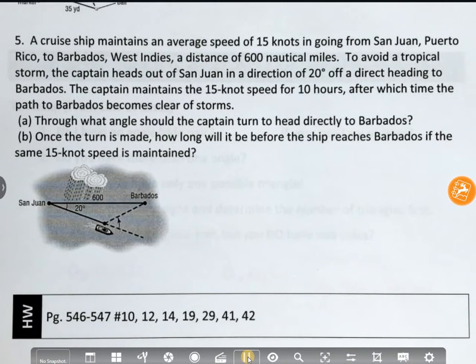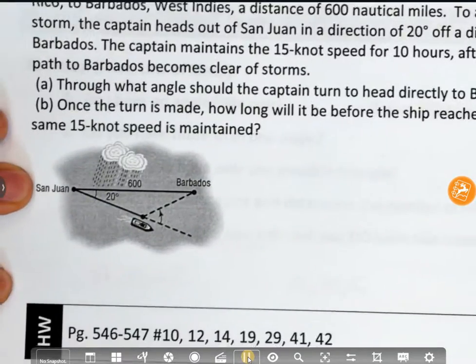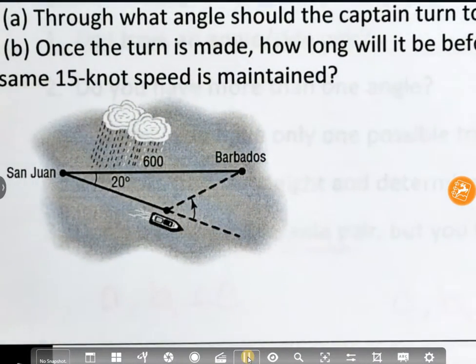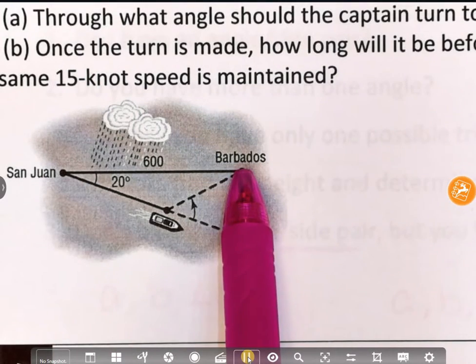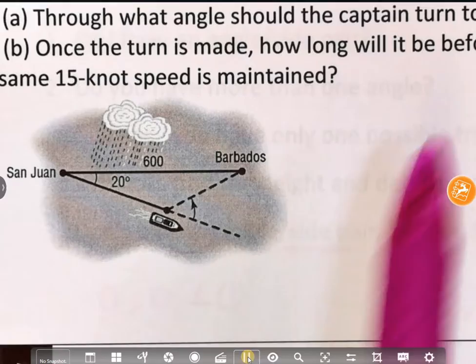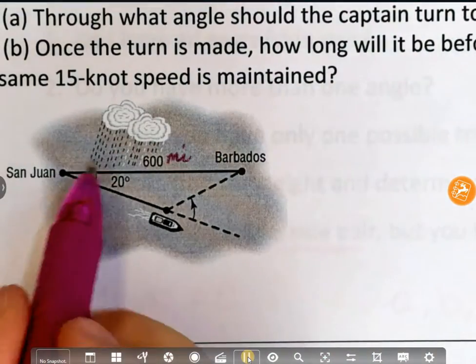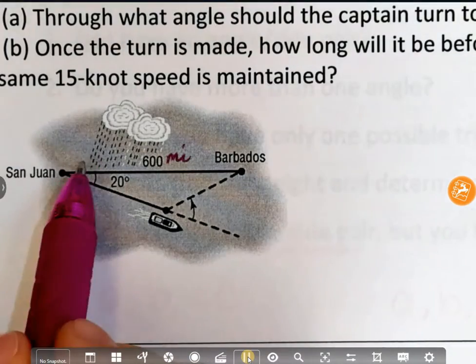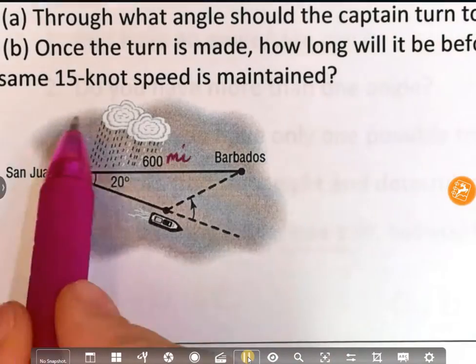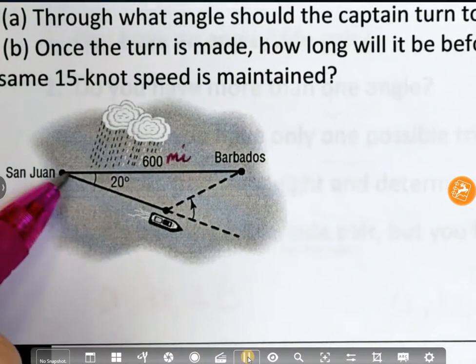Okay, come on. So happy, happy, joy, joy. They have given us a picture. It's a little dark for you guys. See if I zoom in crazy, you can see it. So here I have that from San Juan to Barbados, it's 600 nautical miles. I have a 20-degree angle here. Now, I want to go from San Juan to Barbados, but I know that there's this nasty storm in the way. So I'm going to go along the side of this.